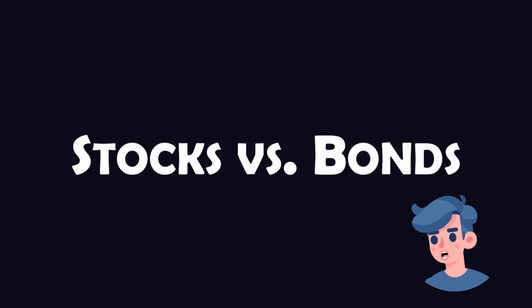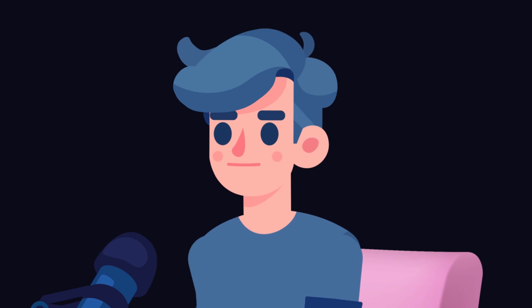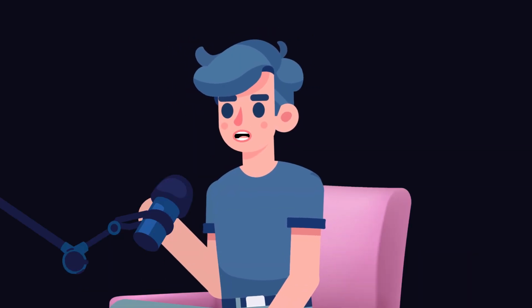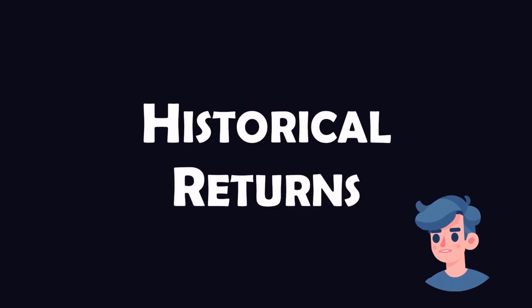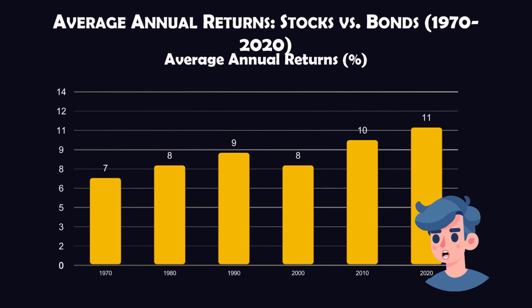A question we often get is, what's the difference between stocks and bonds? Essentially, stocks give you ownership in the company, while bonds are a loan to the company. Stocks typically offer higher returns but come with higher risk, while bonds offer lower returns and are less risky. Let's visualize this with some historical data. Here's a graph showing the average annual returns of stocks versus bonds over the last 50 years.